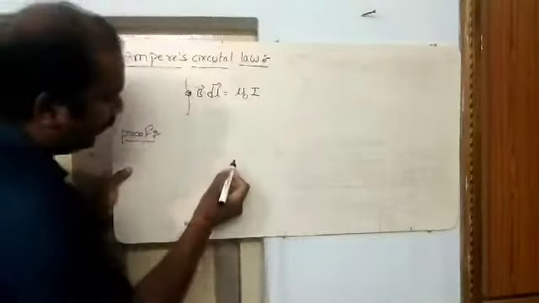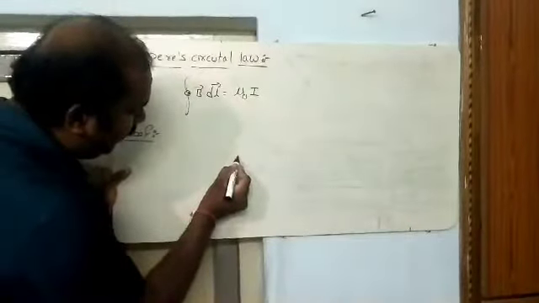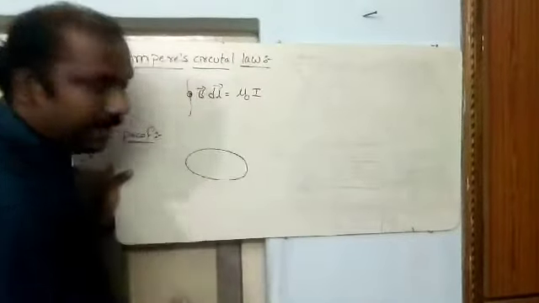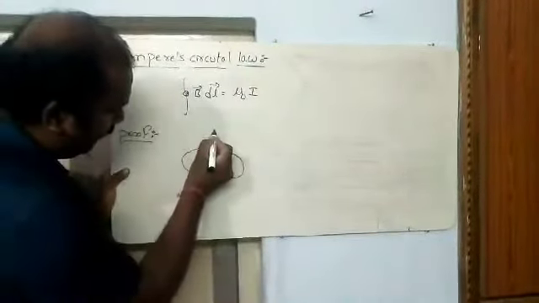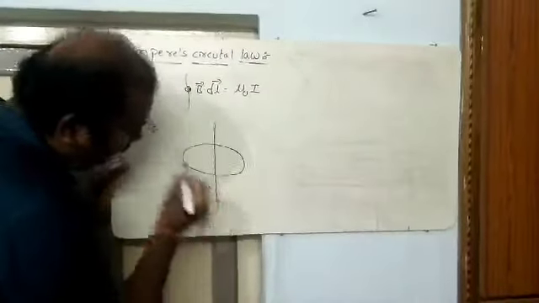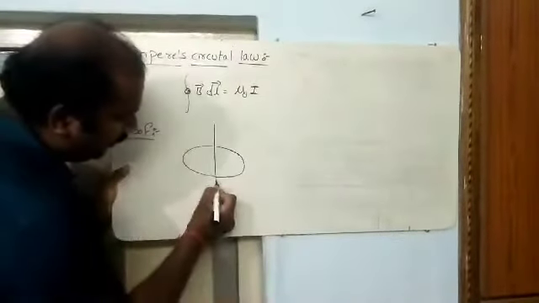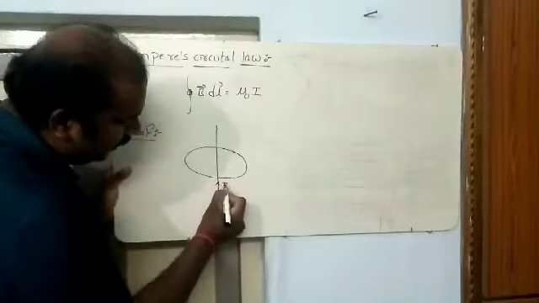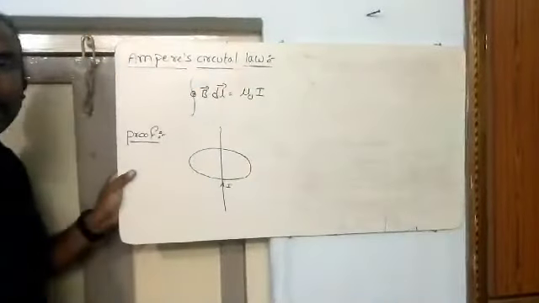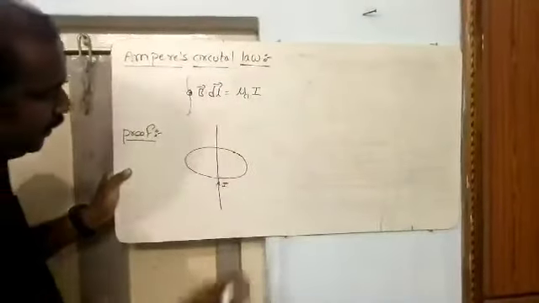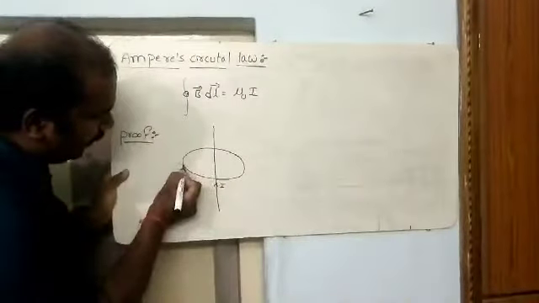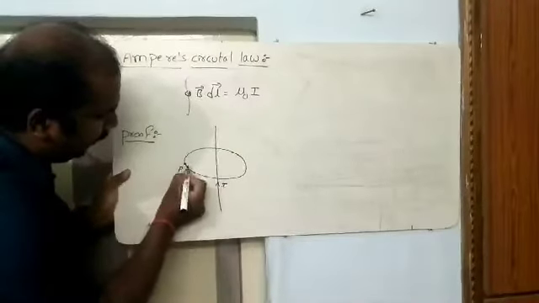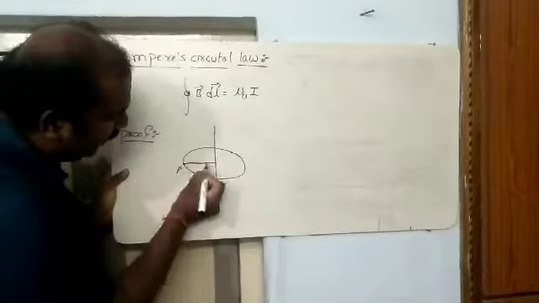Now here I am taking a closed path. This is the conductor. From this conductor, current I is passing. Now I am taking one point, namely P. Its distance from the conductor I am taking as a.